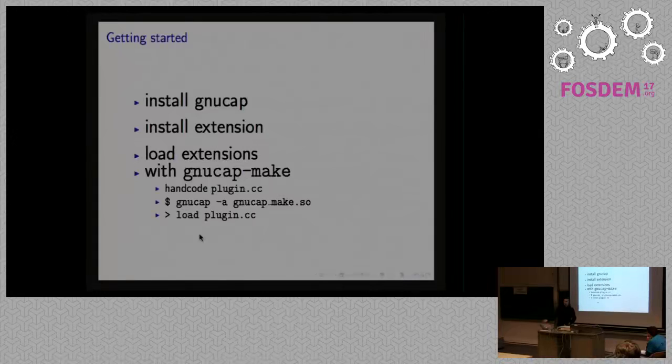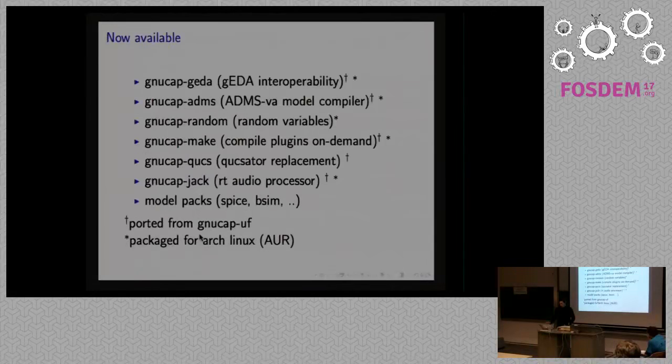For example, gnucap make, what does it do? You hand code your plugin and you load it immediately as C code directly into gnucap, so you don't have to worry about compilation yourself. We have packages, the two that I mentioned, and there's a random variables package that implements random distributions in a more or less advanced way as compared to the SPICE random variables. We have this just-in-time compilation.